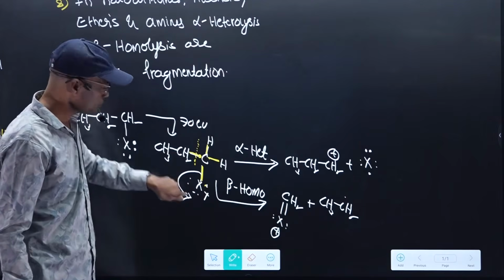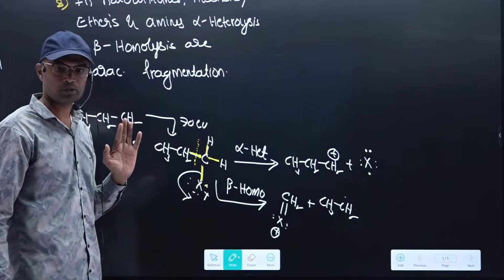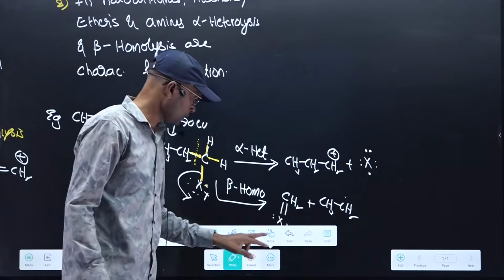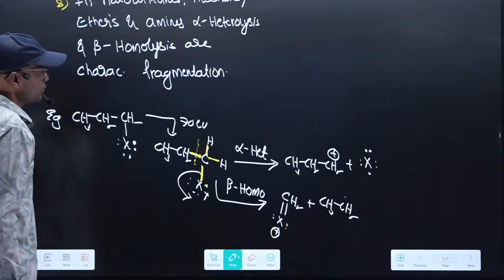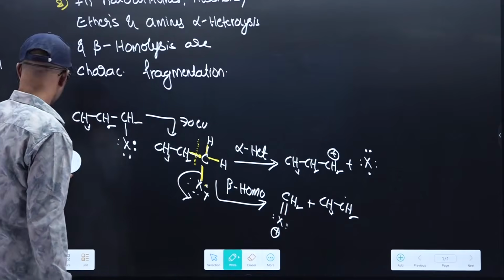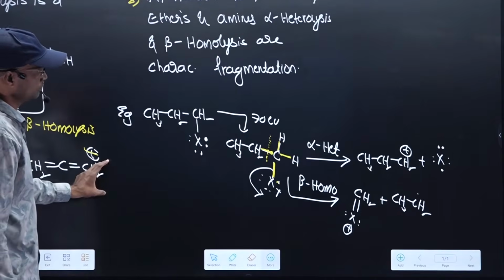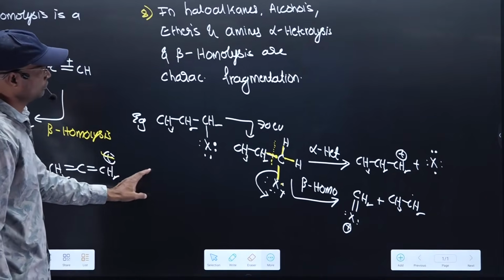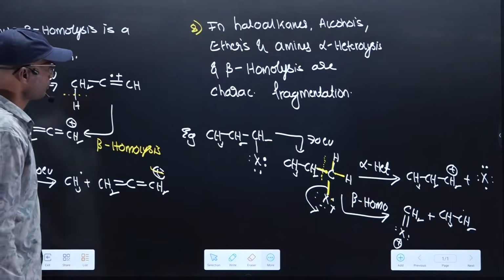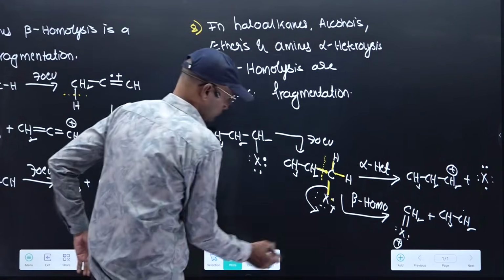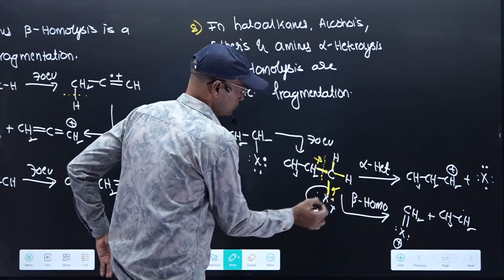These two names you need to remember: alpha heterolysis, then beta homolysis. I will ask these points every time. These points are very, very important for these two. This is alpha and this is beta.